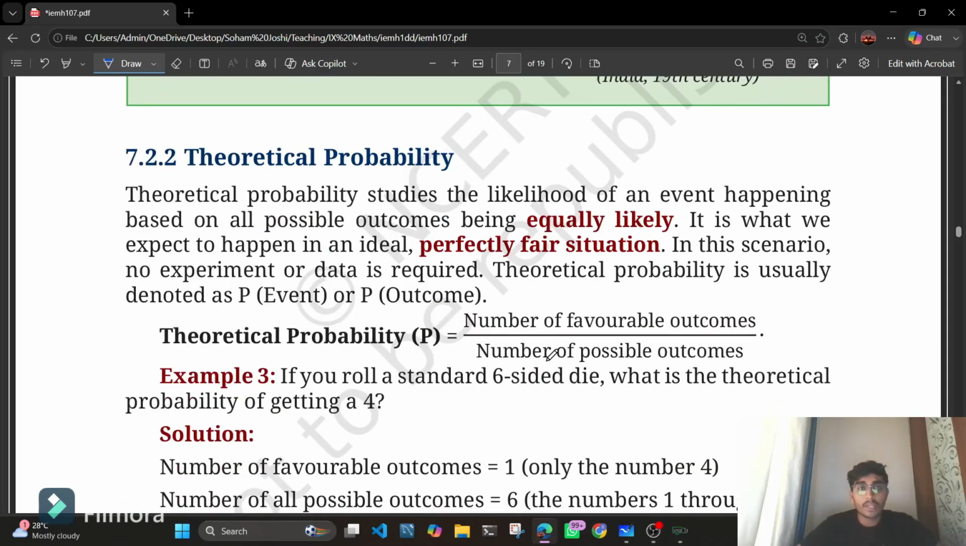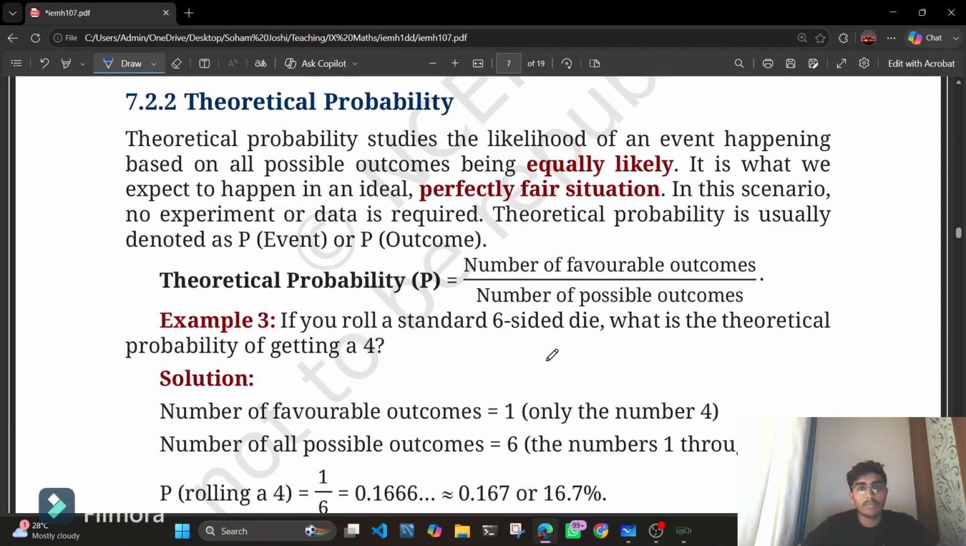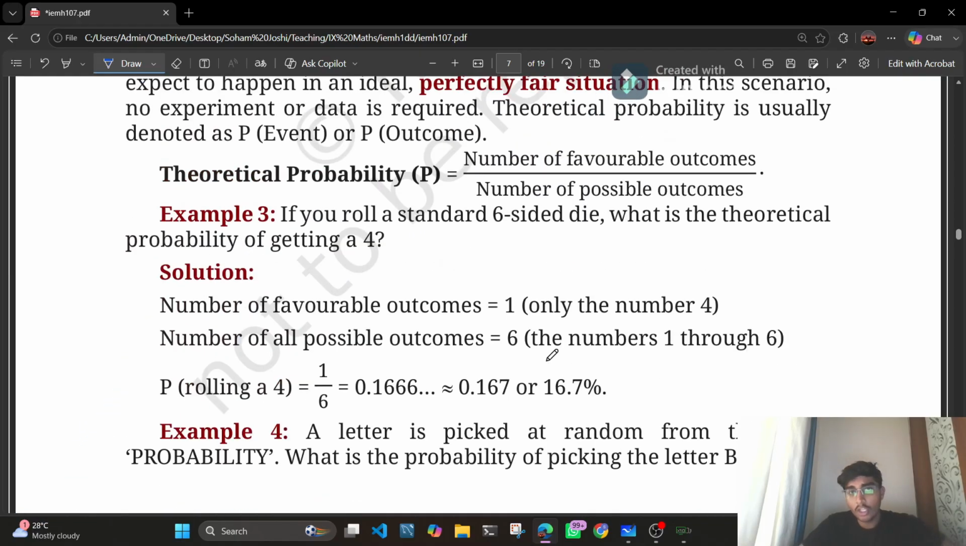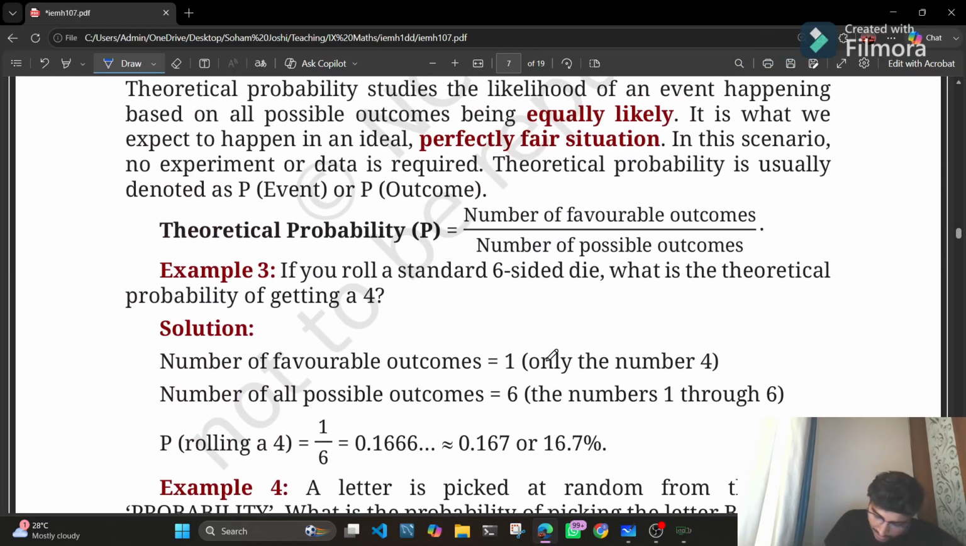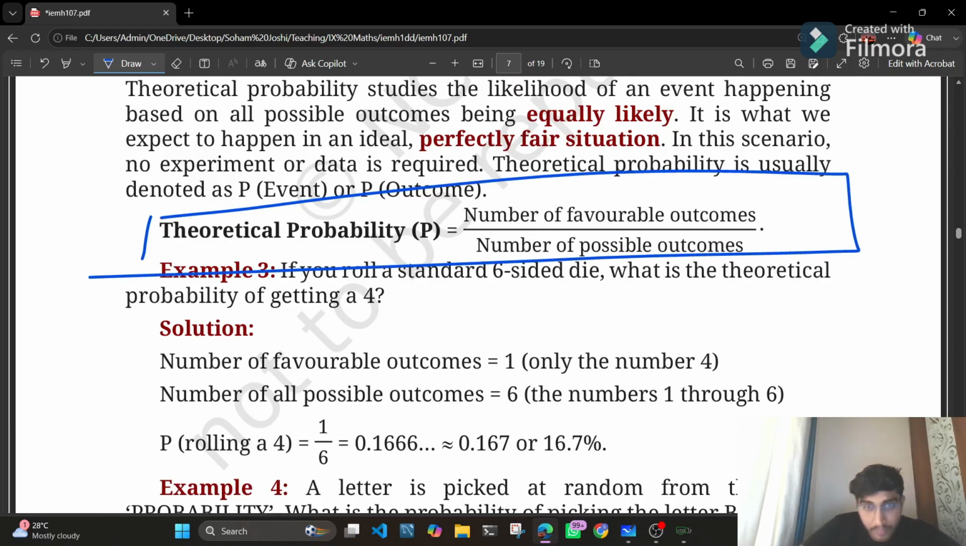Okay. Next up, we have the theoretical probability. The theoretical probability studies the likelihood of an event happening based on all possible outcomes being equally likely. It is what we expect to happen in an ideal, perfectly fair situation. In this scenario, no experiment or data is required. Theoretical probability is usually denoted as P(event) or P(outcome), right? So the formula for theoretical probability is the number of favorable outcomes upon the number of possible outcomes.